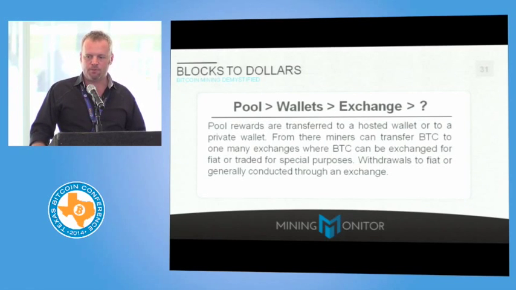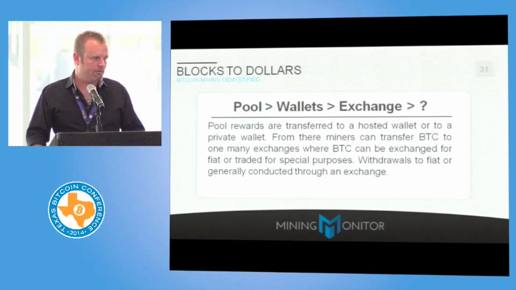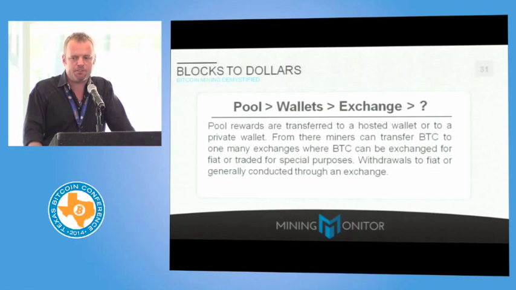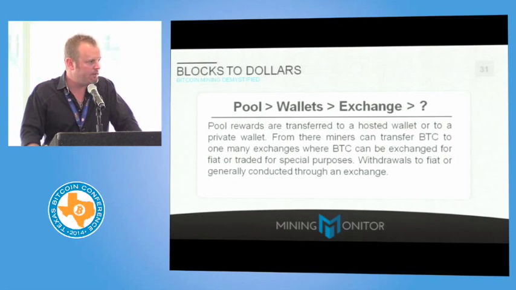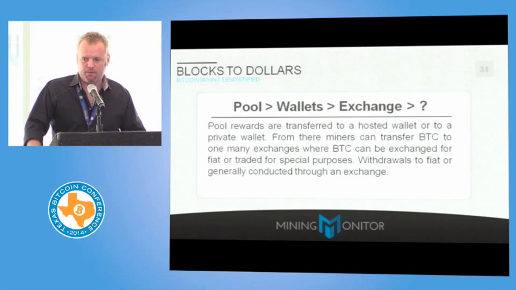And so most often you're going to set it up so that your rewards are automatically pushed out to a private wallet, and from there you can do whatever you want. You can push it into an exchange if you want to convert it to cash, and from there withdraw it to a bank account. You can use it to buy things, and that's it. That's really the process.